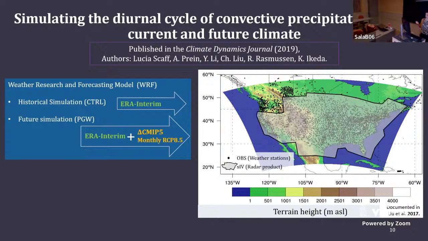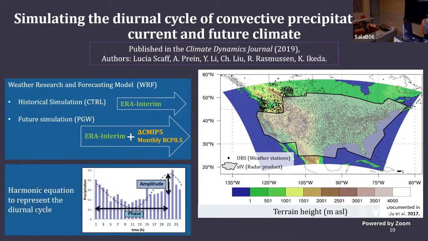Besides the observations, which are those black dots, I also use this radar product, which is gridded data at 4 kilometers in most of the US. Stage 4 is the name. And this last square on the bottom left shows you how I characterize the diurnal cycle. So I use the harmonic equation, and I consider the phase and the amplitude as indexes to explain the diurnal cycle.